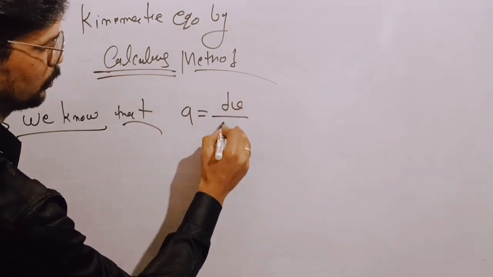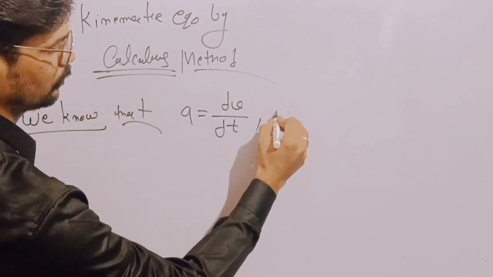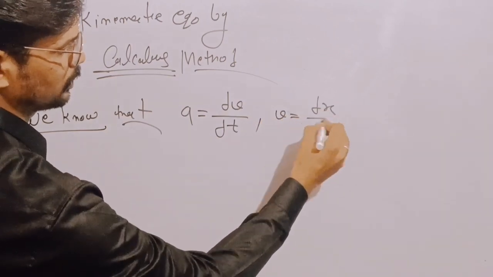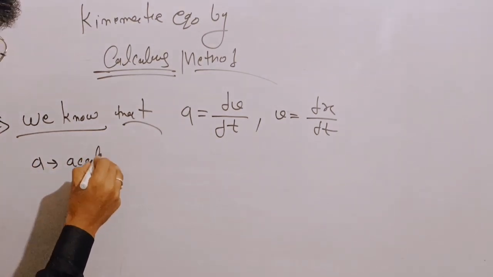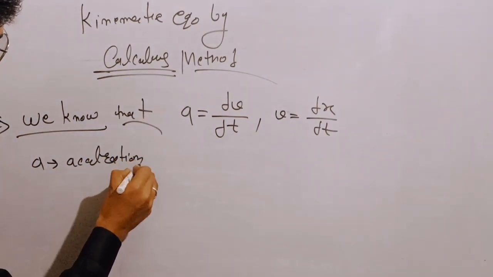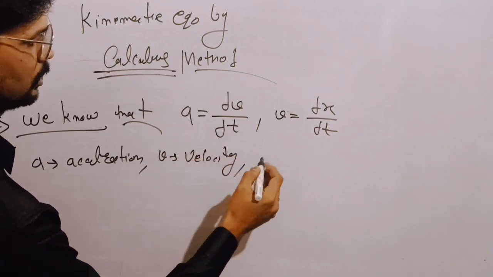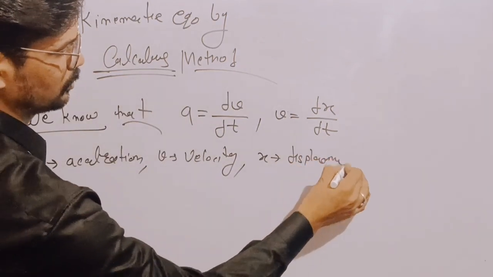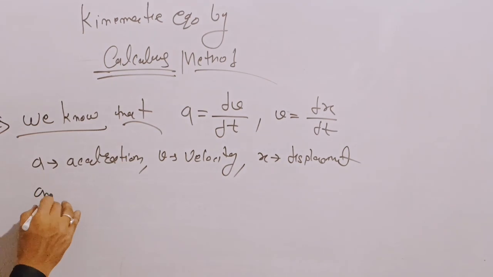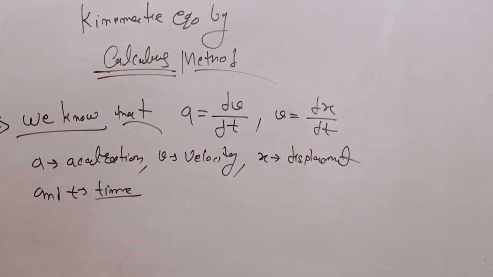A is equal to acceleration is equal to dv upon dt, and the velocity is equal to dx by dt. So a is the acceleration and v is the velocity and x is the displacement and t is the time, which are used in these equations.